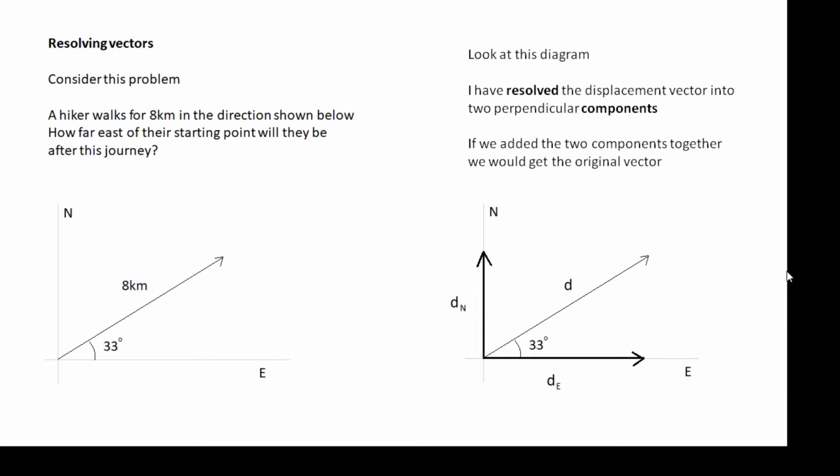And on this diagram, what I've done is I've resolved this displacement vector into two perpendicular components. I've split it up into components at right angles to each other, such that if we were to add the components together again, we would end up with what we started with. So resolving means splitting a vector up into two components at right angles to each other.